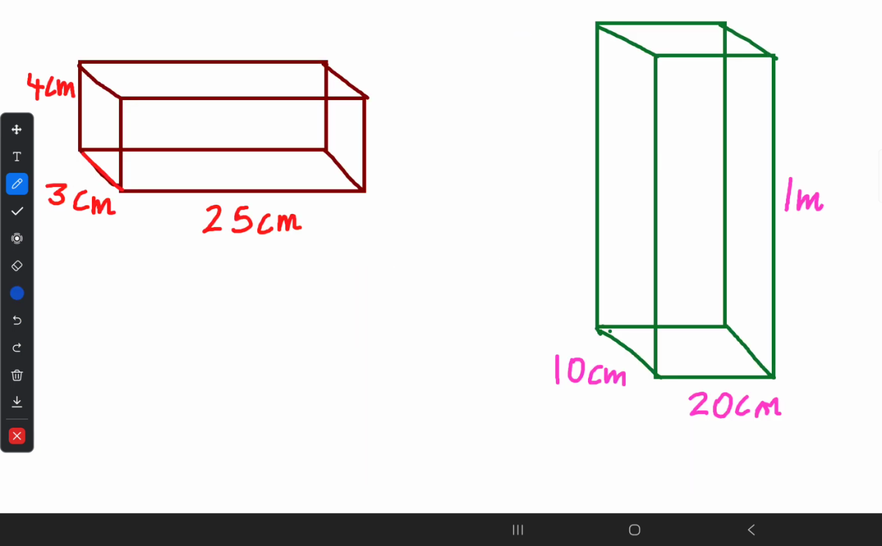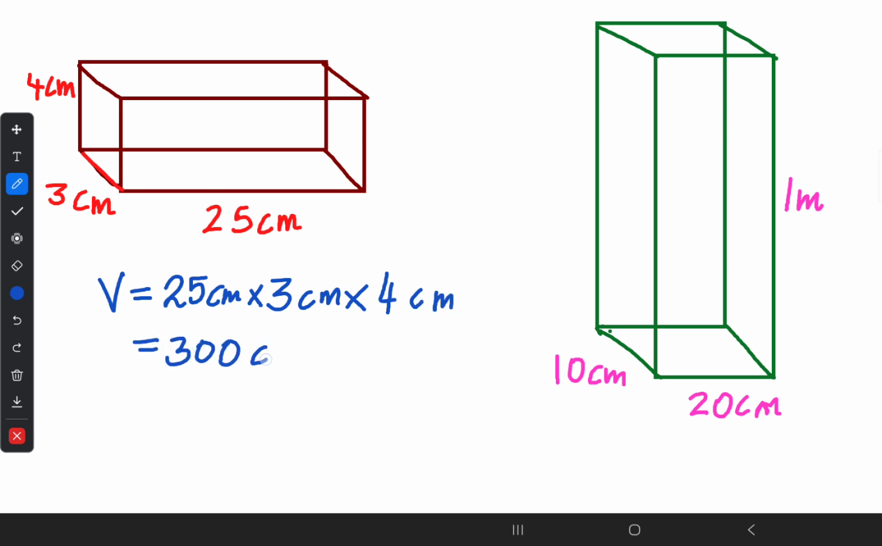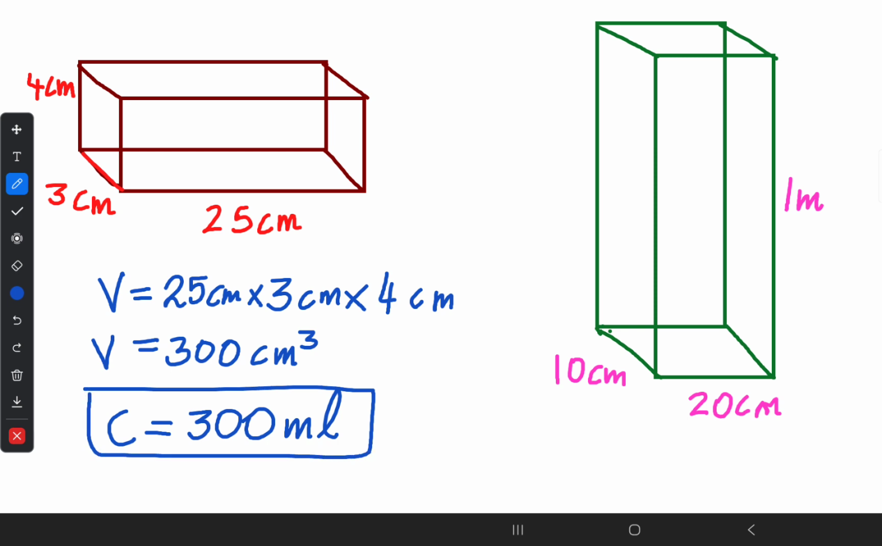For the first diagram, to find the volume, I can multiply length 25 centimeters, breadth 3 centimeters, and height 4 centimeters. It would be 300 cubic centimeters. That is the volume. Thereafter, when we convert the volume to capacity, that means in milliliters, 1 cubic centimeter equals 1 milliliter. Likewise, 300 cubic centimeters equals 300 milliliters. So this would be the capacity.